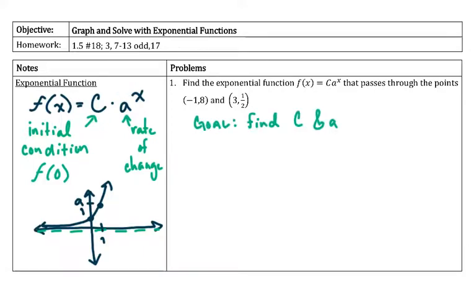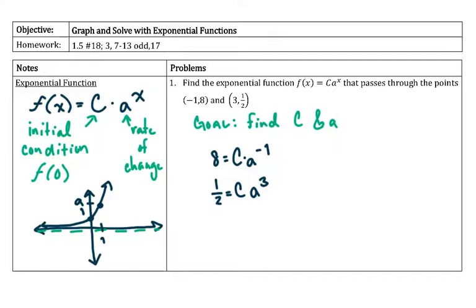And we're going to start by plugging these points into our generic formula. So our y value is f of x. This first one is 8 is equal to c a to the -1, because that's our x value. And our second one says that the y value 1/2 is equal to c a to the 3rd for our x value. So here we've got a system of equations, but it doesn't really look like what we normally would add and subtract.